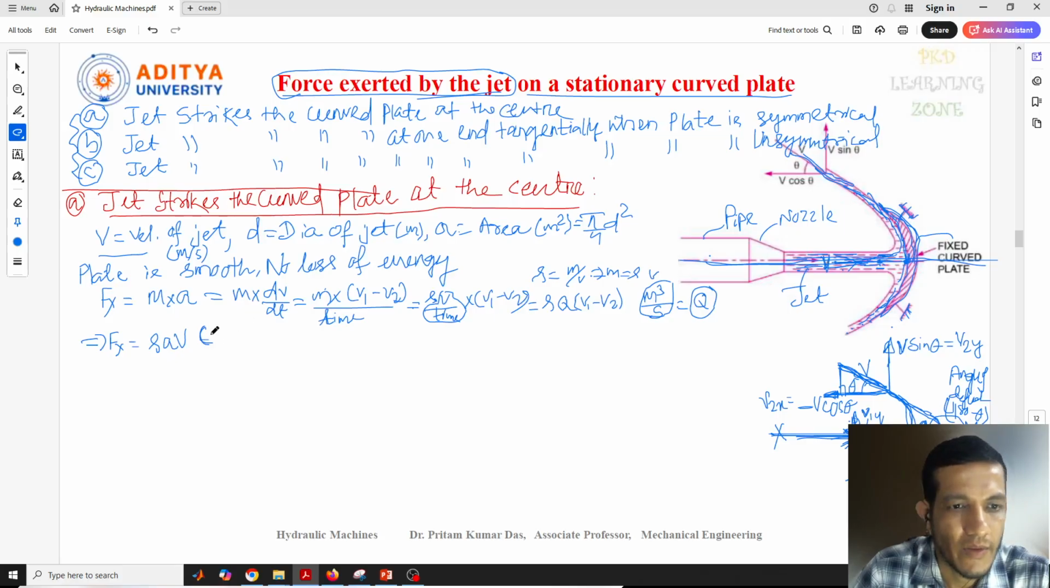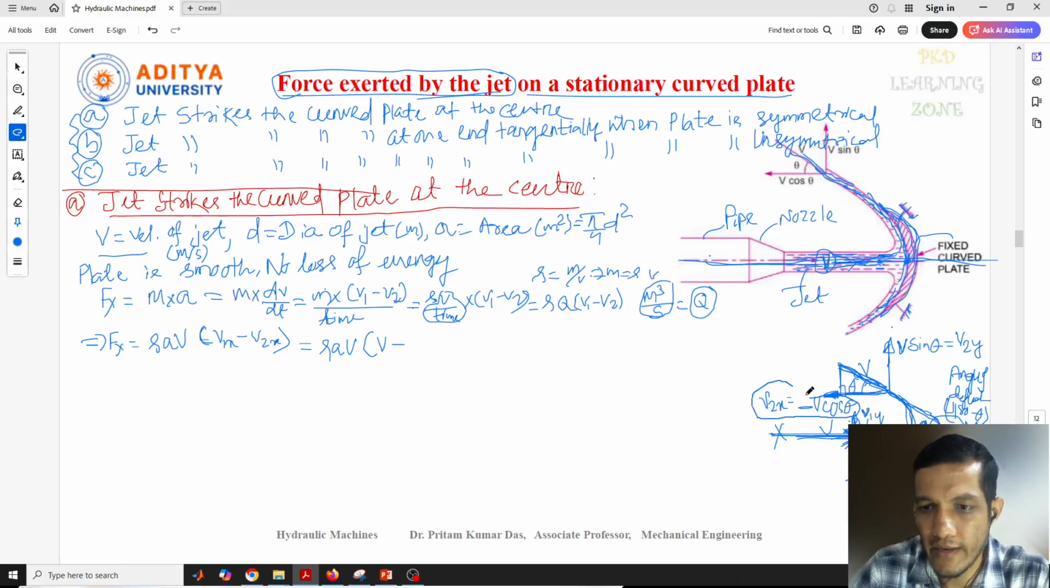So that is nothing but v1x minus v2x, because we are calculating the force in the direction of x. So here we have already found what is v1x. V1x is nothing but this velocity v, the initial velocity, as I told you. So what I'll write here: rho a v multiplied by v1x, that is nothing but v, minus what about v2x. V2x we already found here, minus v cos theta. So minus, this is plus, so this is v cos theta.